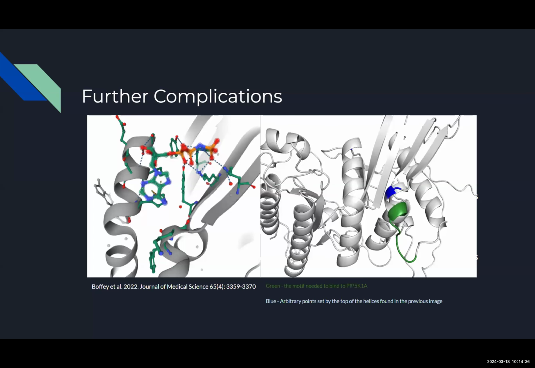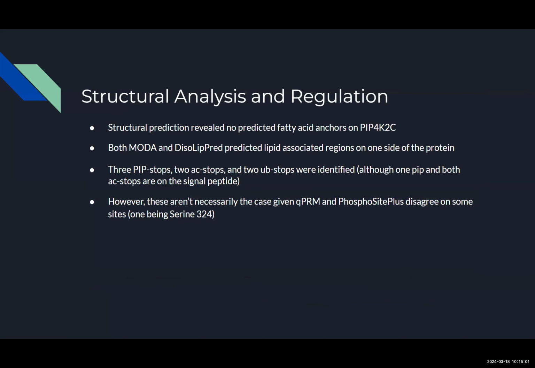Now, here's the interesting bit I found. The green highlights where the 69 to 75 motif is, where the blue highlights where the tip of the alpha helixes end in the first study with the AMP-PNP. So it's interesting to me how the catalytic site is so close to where this interaction with the PIP4K and PIP5K occurs. Now, here's the overall structural analysis.